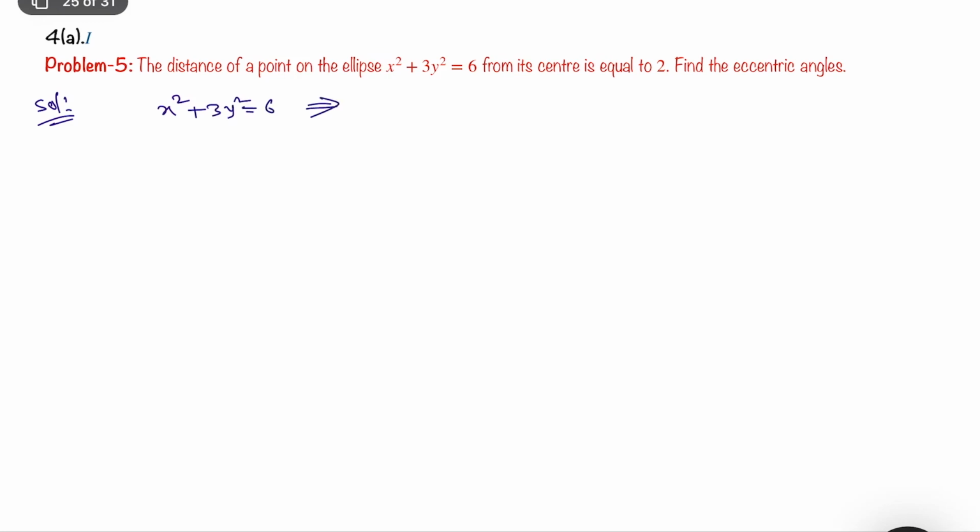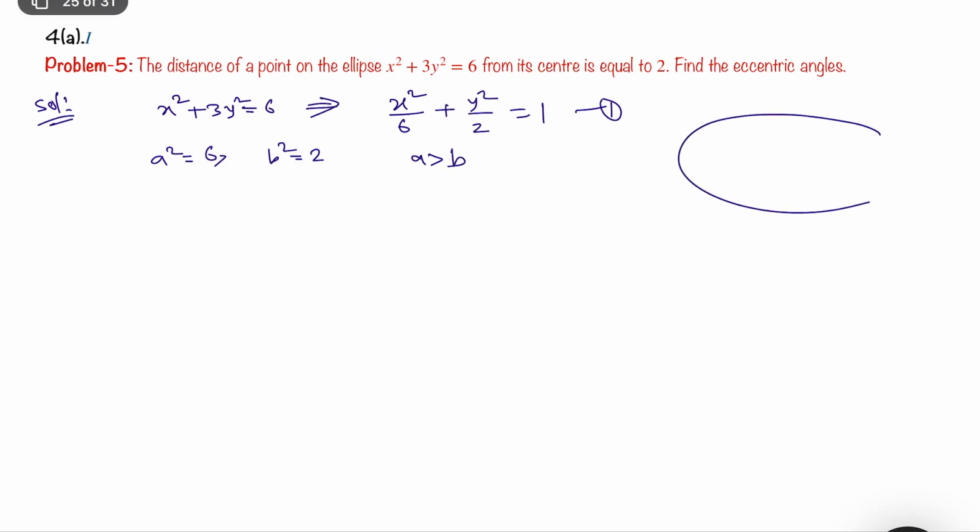Okay, first of all, the given ellipse x square plus 3y square equal to 6. If I write in standard form, it's going to be x square by 6 plus y square by 2 equal to 1. Here a square equal to 6, b square equal to 2. Here we have a greater than b case. Now let us say P is a point on this ellipse.